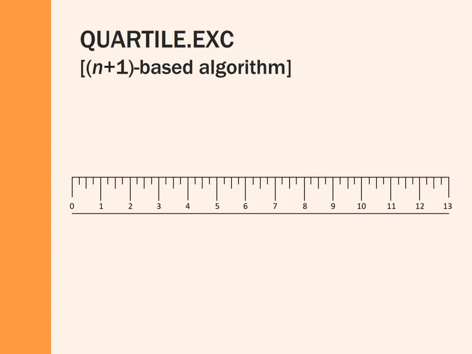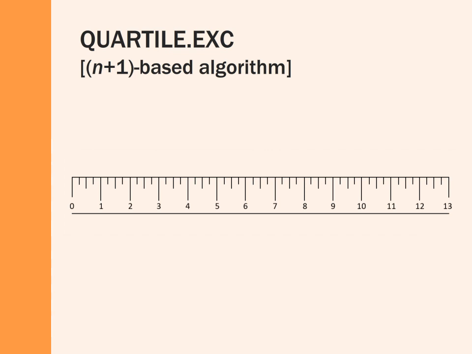Now the Quartile.EXC function in Excel uses a similar process as we just saw with the Quartile.INC function. However, it differs in terms of the length of the ruler, in essence, that it uses in order to spread out the cases we have for our data. And the length of the ruler is determined by what's referred to as the n+1 based algorithm. In essence, it takes the sample size, adds 1 to it, and that determines the length of our ruler. So we'll have 12 cases in our example.